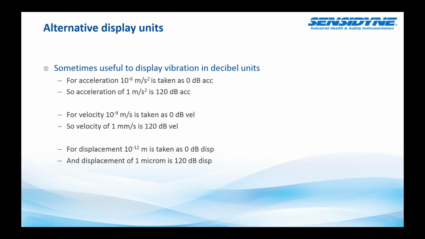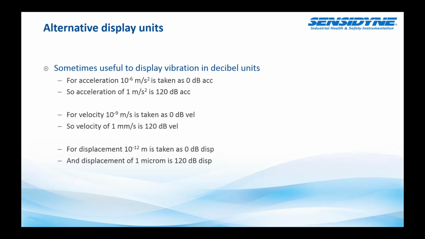So if we're talking about acceleration decibels, we use the value of 10 to the minus 6 meters per second squared as our reference point, as our 0 dB acceleration point. So a 1 meter per second squared acceleration, we would describe it as being 120 dB. A velocity measurement, the reference there is 10 to the minus 9 meters per second. So 1 millimeter per second is 120 dB velocity measurement.